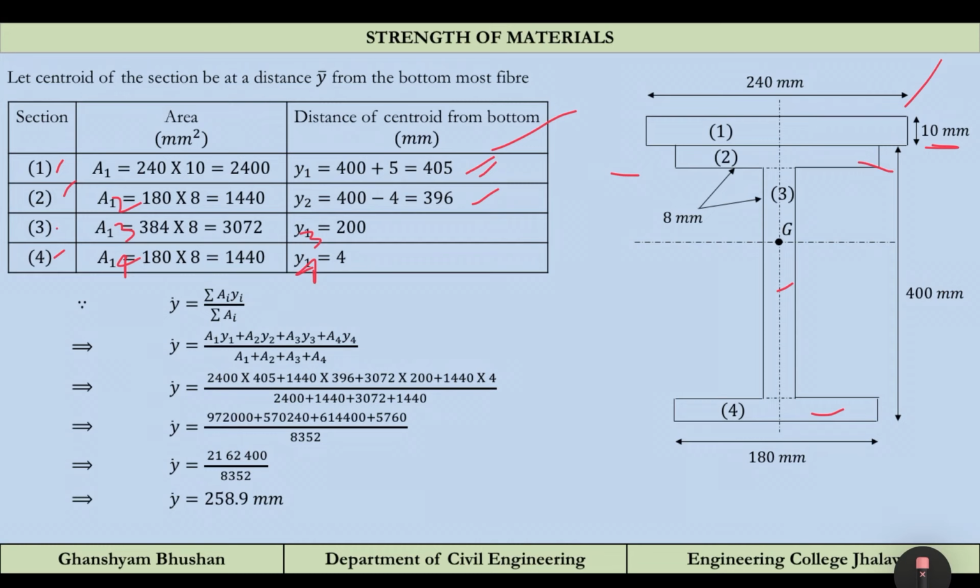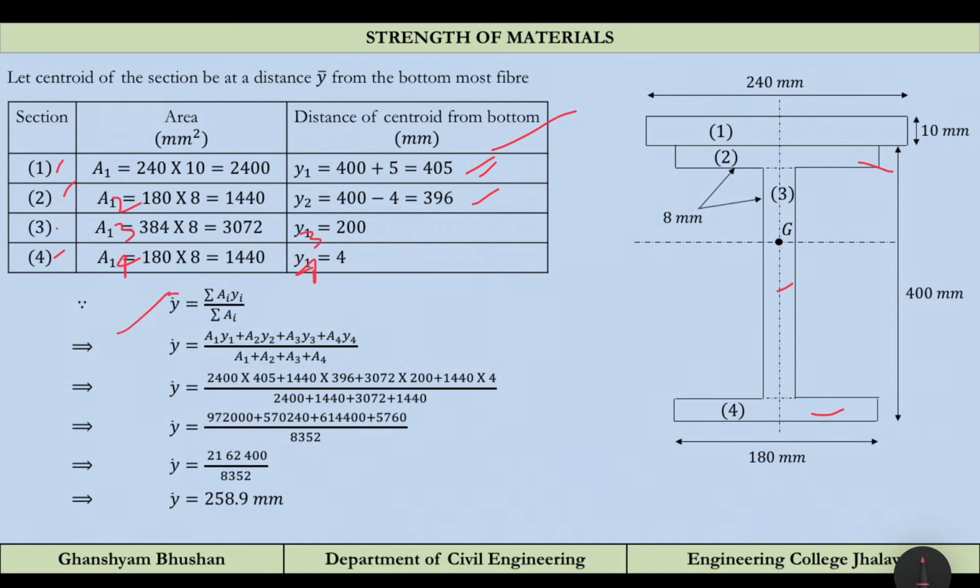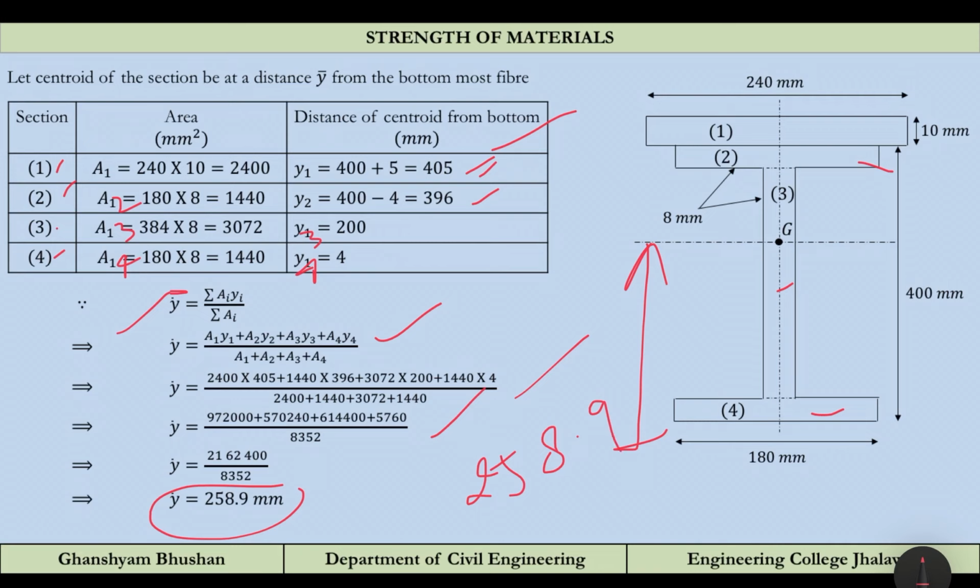I think this is clear. Now nothing is there, just y bar. What is y bar? Summation of a_i y_i divided by total area. So a1 y1 plus a2 y2 plus a3 y3 plus a4 y4 divided by the whole area. Put all the values here, and you will get the value of y bar as 258.9 mm. That is fine.